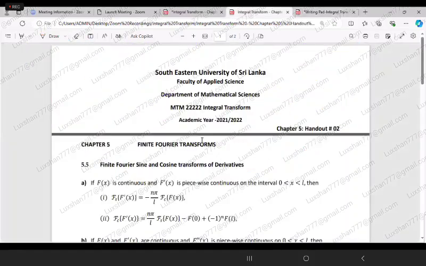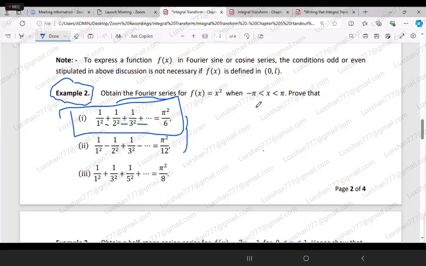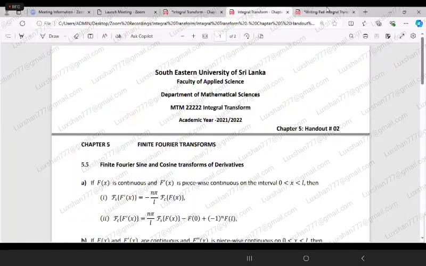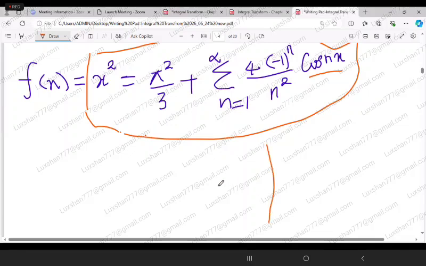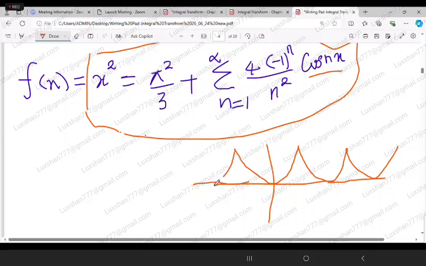Actually, now if you look at this function, this is defined from minus pi to pi, but x squared is not a periodic function. If you draw this one, the meaning is that it is periodically extendable. So it is like this. That is the meaning of periodically extendable.